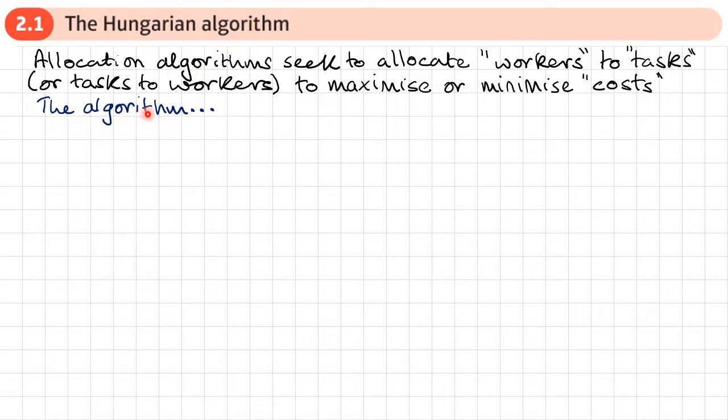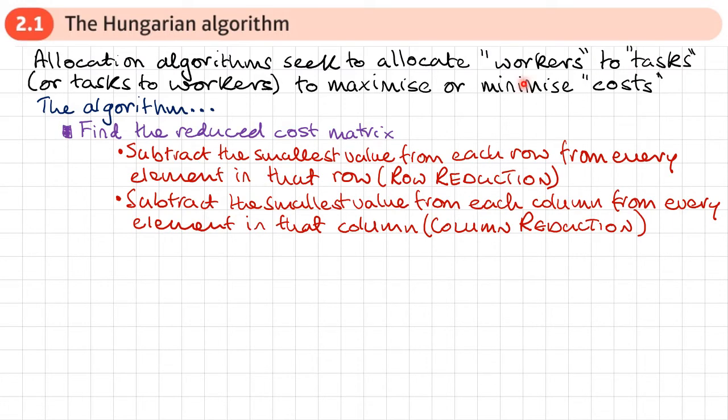Now, just like other algorithms, it makes more sense when you go through an example, but I want to list all of the steps here. In these types of questions, we'll have something called a cost matrix, which basically tells us the cost associated with allocating each worker to each task. The first step is to find what we call a reduced cost matrix. The first two steps are that we subtract the smallest value in each row from every element in that row. This is called row reduction. Then we subtract the smallest value in each column from every element in that column, and this is called column reduction.